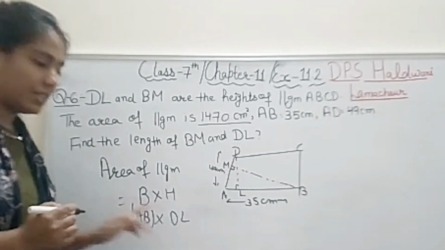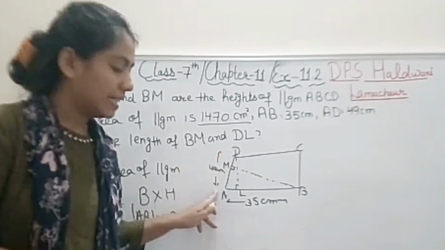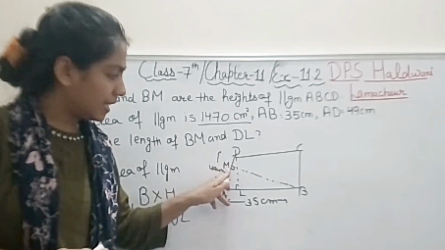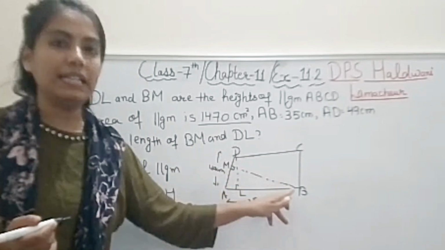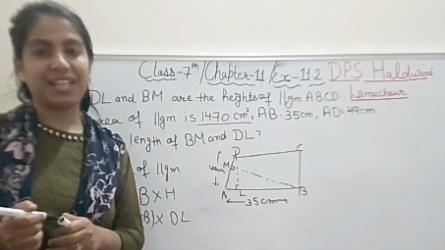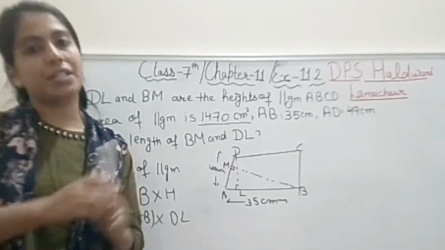So with the help of this, you will be able to find out the DL value. And similarly for DA, base into height BM. So similarly for that also, you will easily find the value for BM. Right, student? So I have discussed here how to do this question.